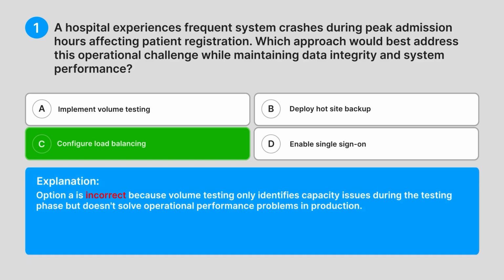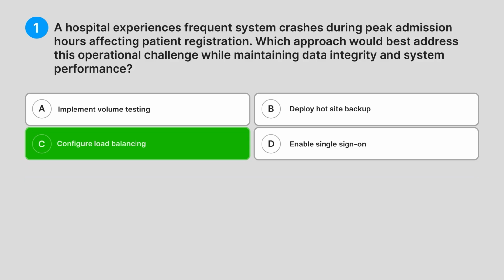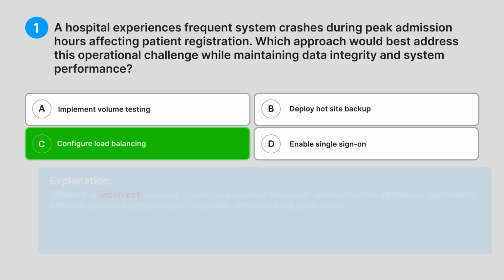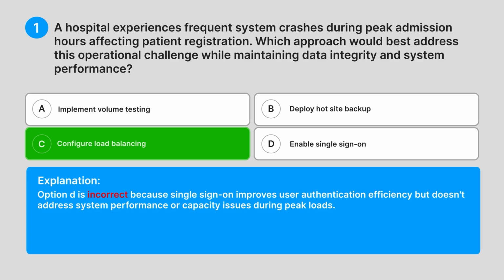Option A is incorrect because volume testing only identifies capacity issues during the testing phase, but doesn't solve operational performance problems in production. Option B is incorrect because hot sites are disaster recovery solutions for complete system failures, not performance optimization during regular high-volume periods. Option D is incorrect because single sign-on improves user authentication efficiency, but doesn't address system performance or capacity issues during peak loads.